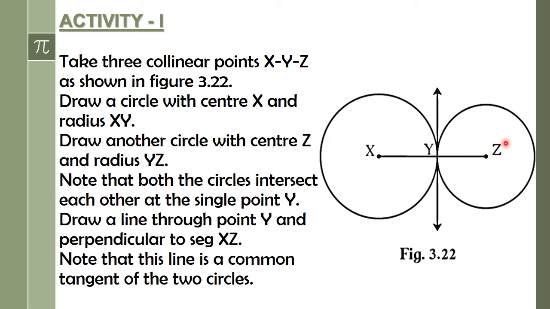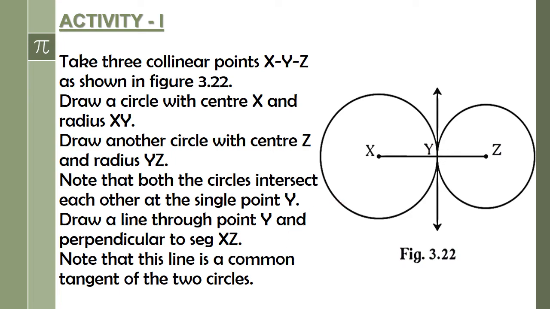Okay. Now note that both these circles intersect each other at a single point y. Only common point between these two circles is point y. Such circles are called touching circles. Okay. Now if you draw a line through this point y and perpendicular to xz, then that will be the common tangent to both the circles. Okay, so this line is tangent to the larger circle and the smaller circle also.